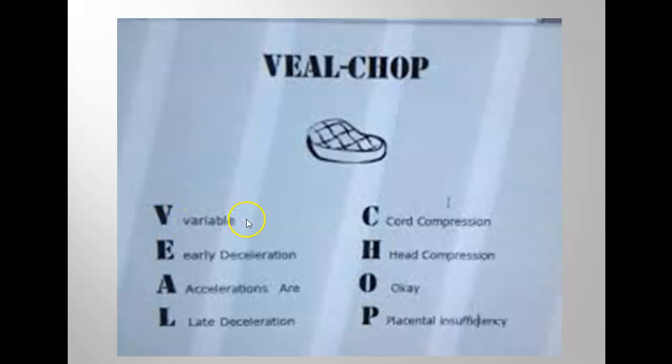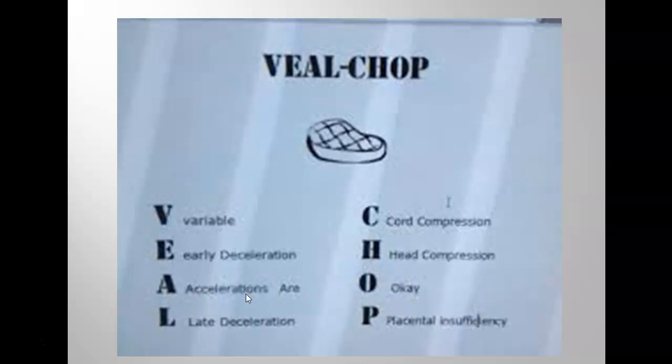So in a variable, it means the cord is being compressed, either because the cord is wrapped around the neck or a body part, or it's being compressed against the uterine wall and the baby during a contraction. It causes a variable in the heart rate. An early deceleration occurs when the head is being compressed in the birth canal. An acceleration occurs when the baby is doing well. So accelerations are okay in this matter.